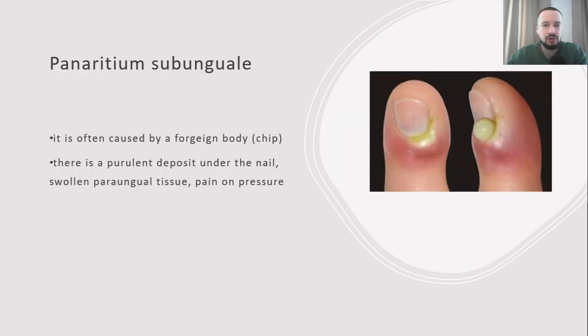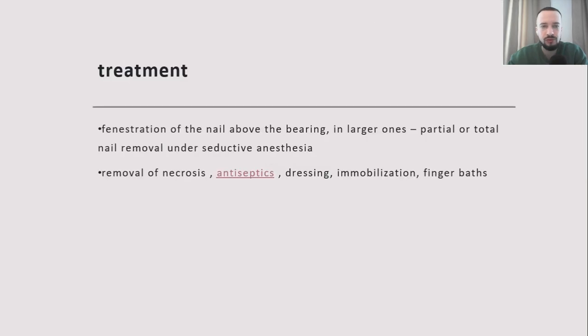Panaritium subunguale. It is often caused by a foreign body, chip. There is a purulent deposit under the nail, swollen parenchymal tissue, pain on pressure. Treatment: fenestration of the nail above the bearing in larger ones, partial or total nail removal under conductive anesthesia, removal of necrosis, antiseptics, dressings, immobilization, finger baths.